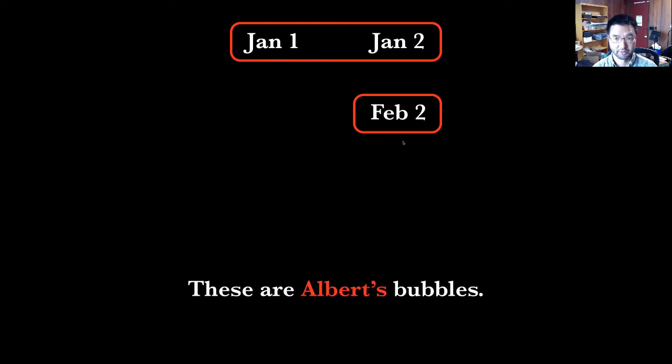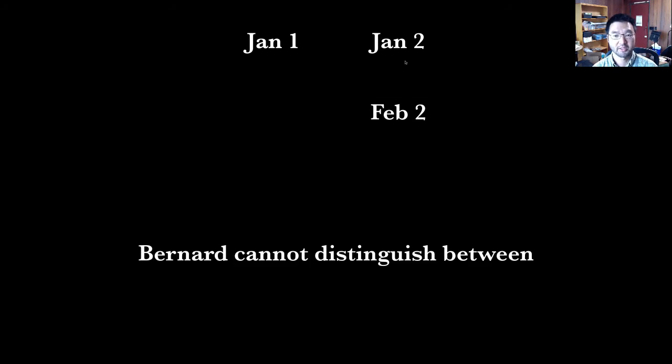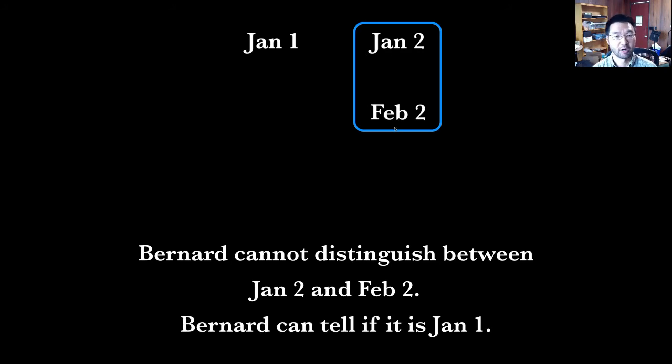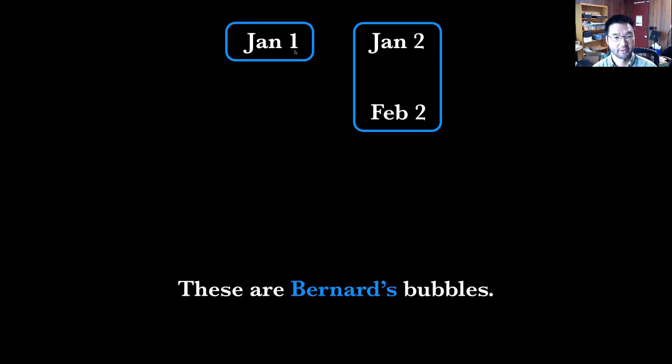These are Albert's bubbles. Okay, how about Bernard? Well, Bernard cannot distinguish between these 2 dates, January 2nd and February 2nd. Remember, Bernard only knows the day. Okay. So therefore, we put a bubble around those 2 dates. Bernard can tell whether it's January 1st, so we put a bubble around there. Okay, these are Bernard's bubbles.